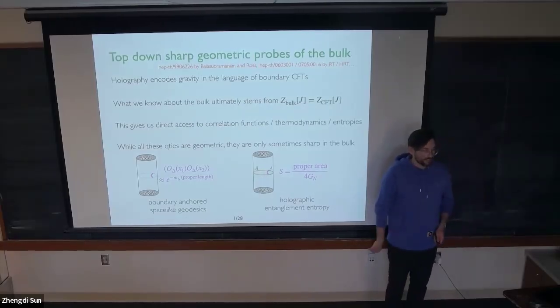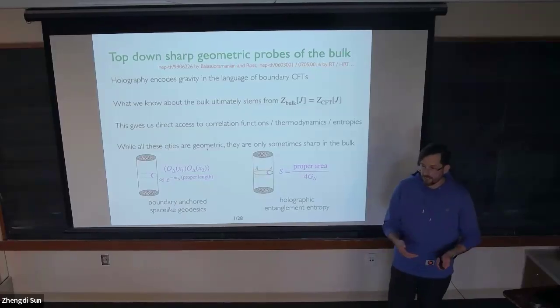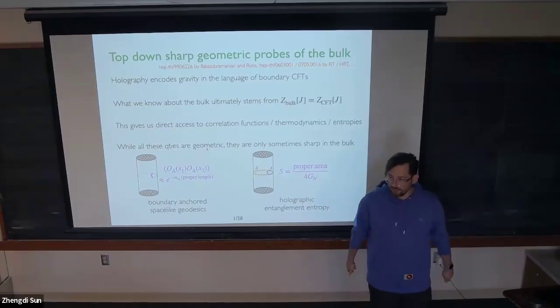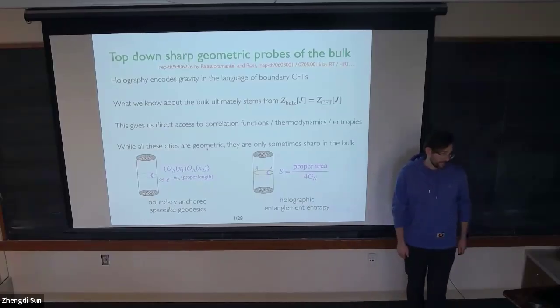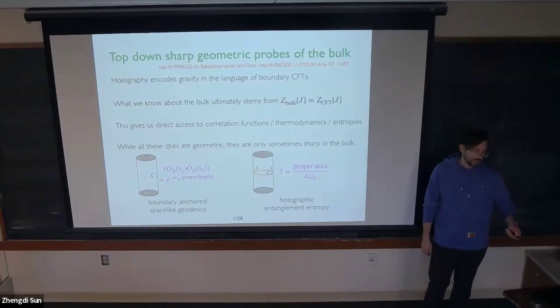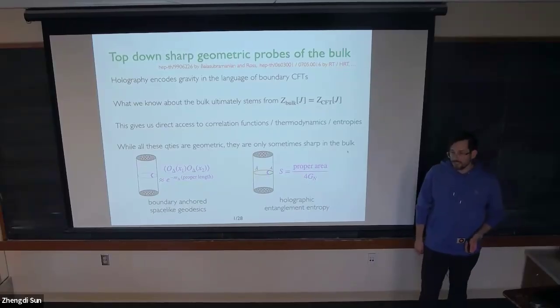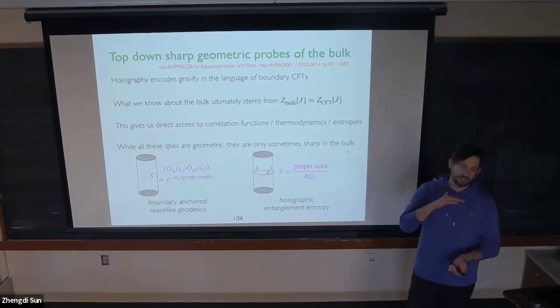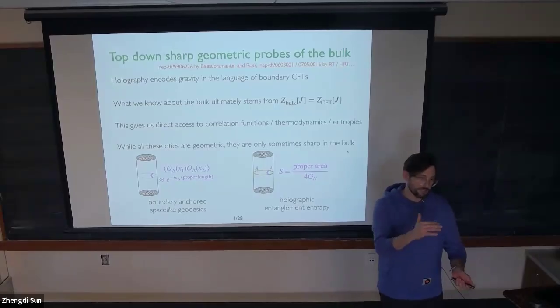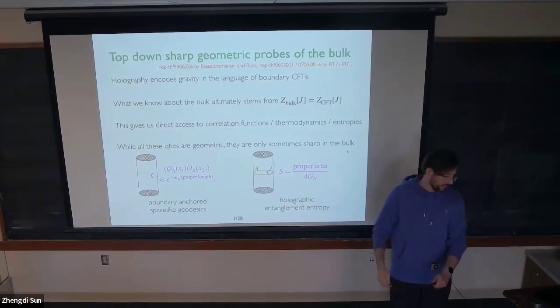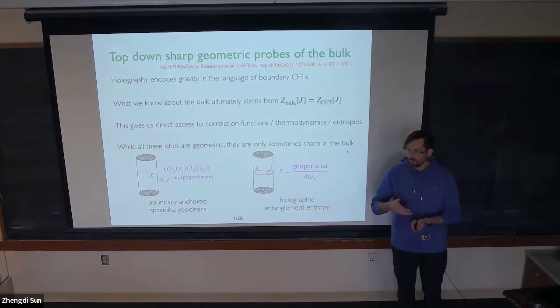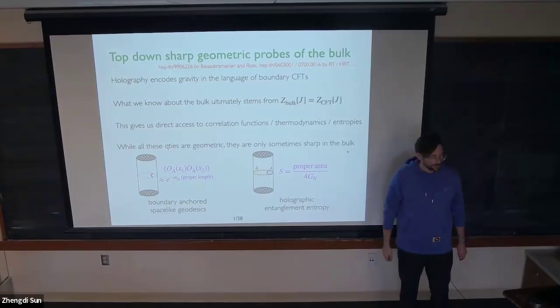What I want to emphasize is that all these quantities, correlation functions, thermodynamic quantities, entropies, are geometric in the sense that in the bulk they are represented by diffeomorphism invariant objects. They are only sometimes sharp in the bulk, in the sense that they do not require the full knowledge of what happens on the gravitational side of AdS/CFT. They actually probe only some smaller part of the geometry.